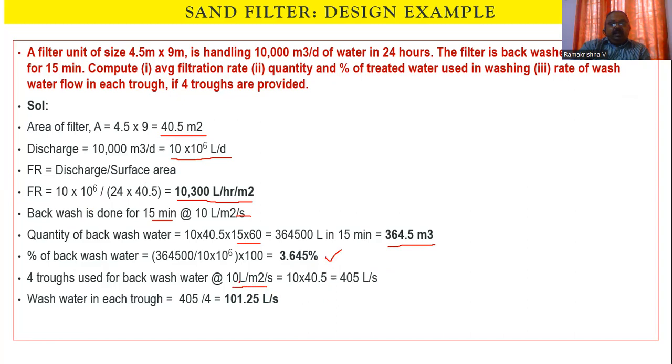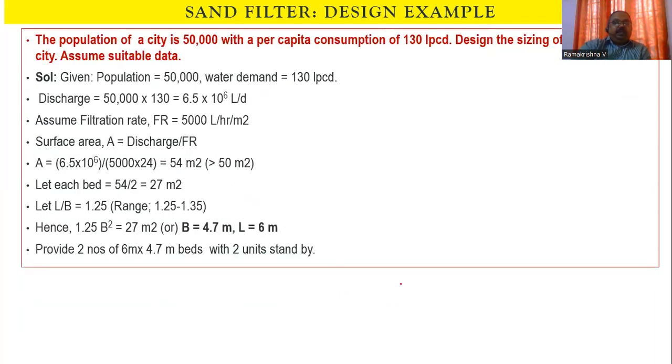So here 10 liters multiplied by meter square area of the bed 40.5 is going to give you 405 liters per second. 405 liters per second is the total wash water used, and how many troughs are used? 4. So divided by 4, 101.4125 liters per second. This type of problems are generally coming in the competitive examinations. They are tricky problems.